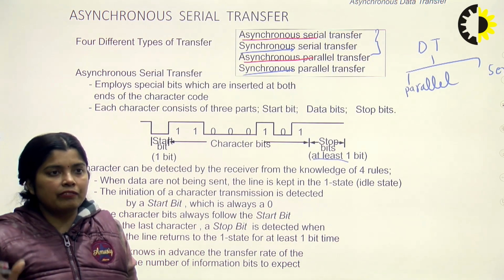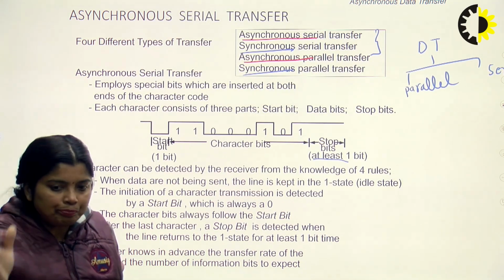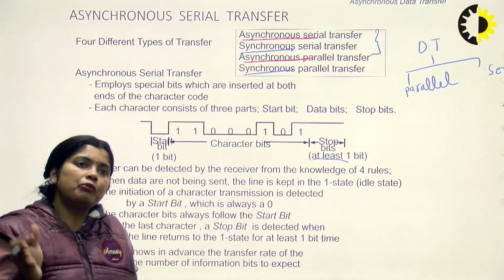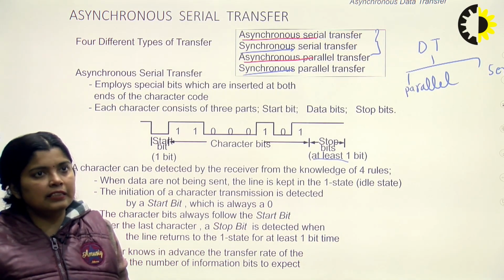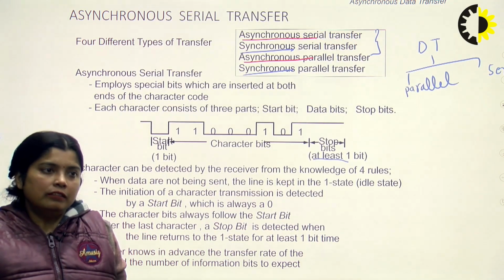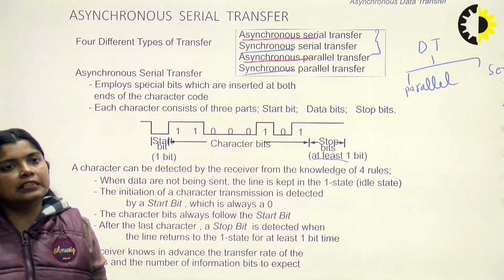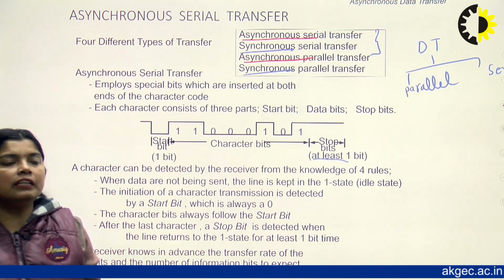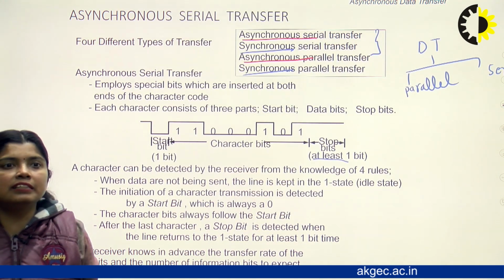Now, we already read synchronous data transfer. Synchronous data transfer consists of the strobe control and the handshaking method. Strobe control is again of two types, source initiated and destination initiated, and next was handshaking. Handshaking is again of two types, source initiated and destination initiated. Now in the asynchronous transfer, there are two types, serial and parallel communication.